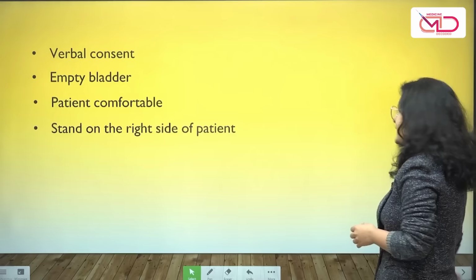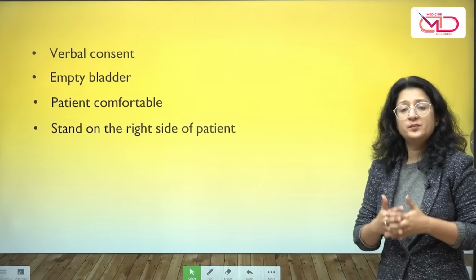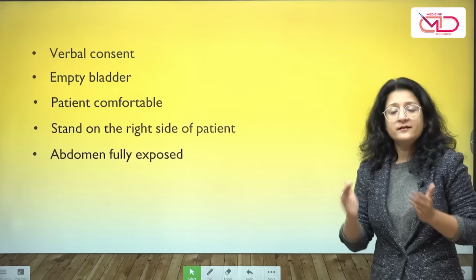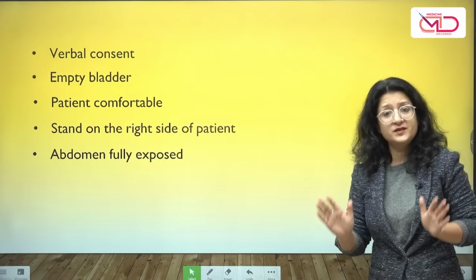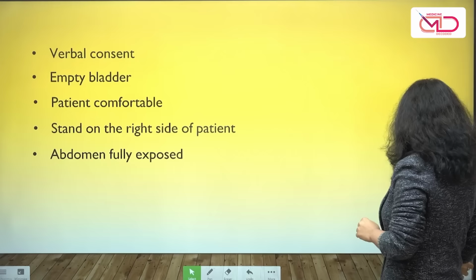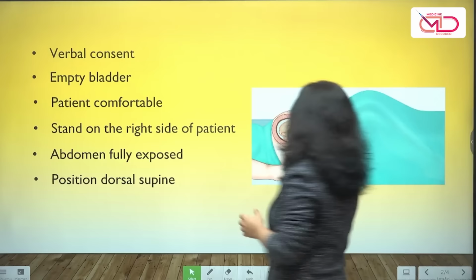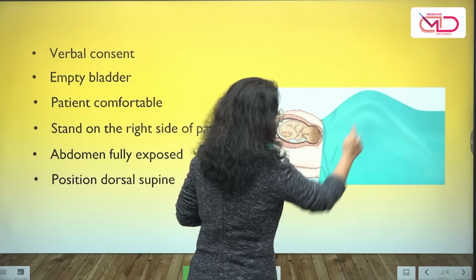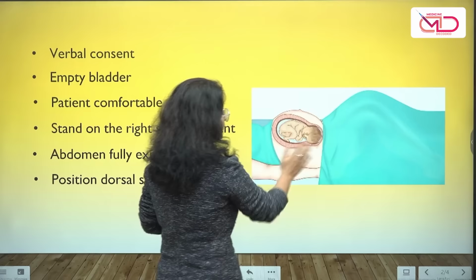While you're positioning the patient, keep in mind that you are going to examine standing on the right side of the patient, and the abdomen is exposed fully, right from the pubic symphysis to the xiphisternum, this entire area, and the rest of the area should be properly covered. The patient is in the dorsal supine position like this. The patient's head is on this side, feet are on this side. I'm standing to the right side of the patient. The hips and the knees are slightly flexed and the knees are wide apart, which allows for relaxation of the abdominal muscle.